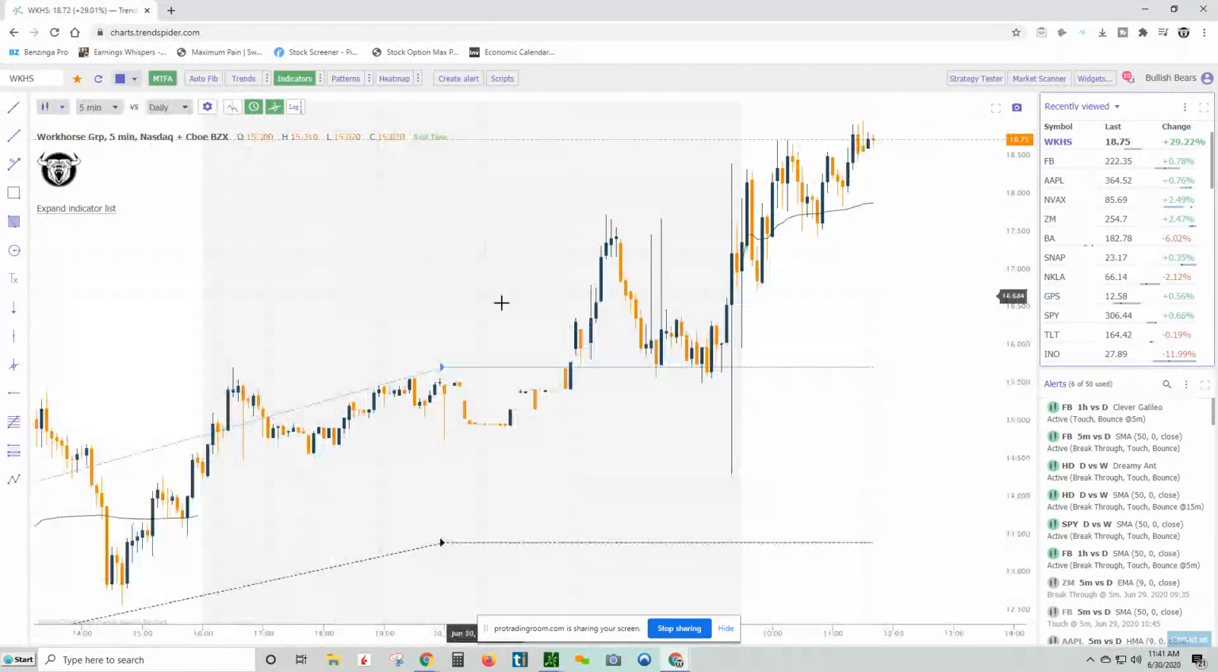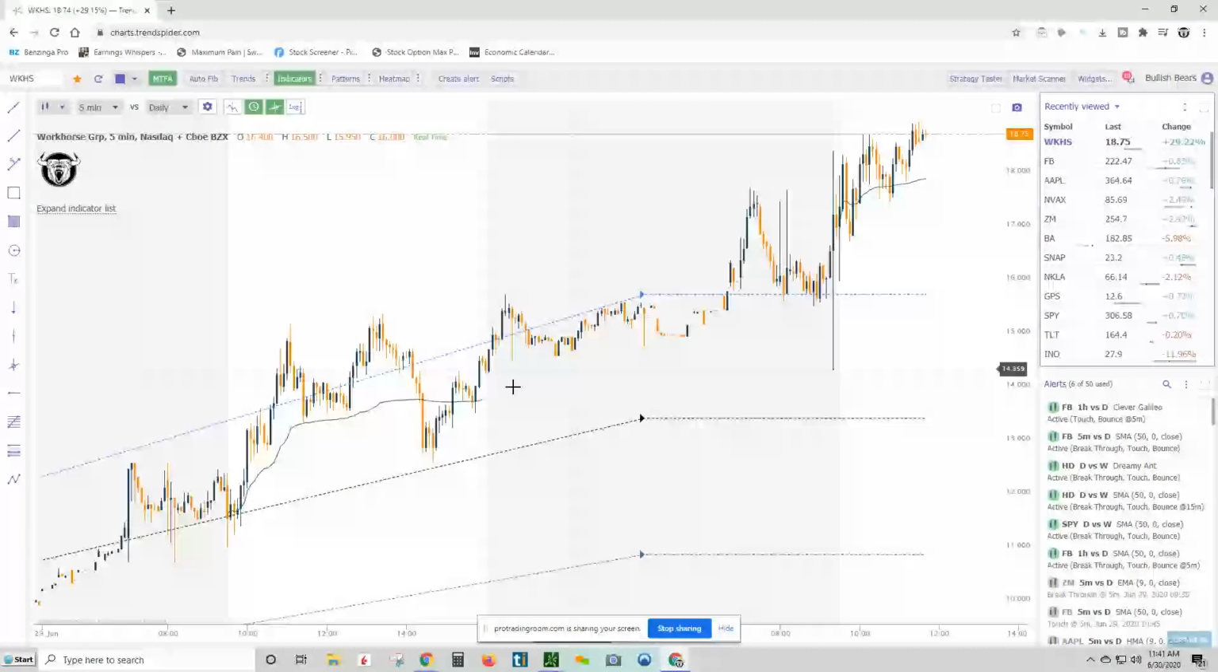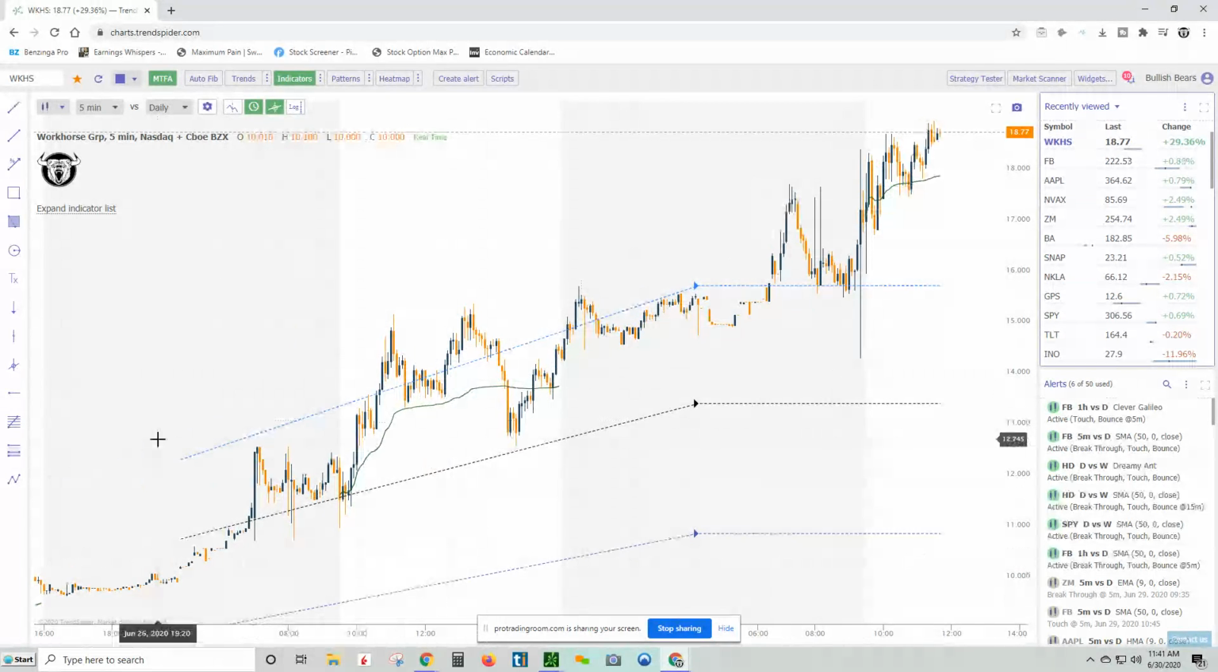WKHS. All right. So you can see price action on this versus price action on Facebook, very, very different.